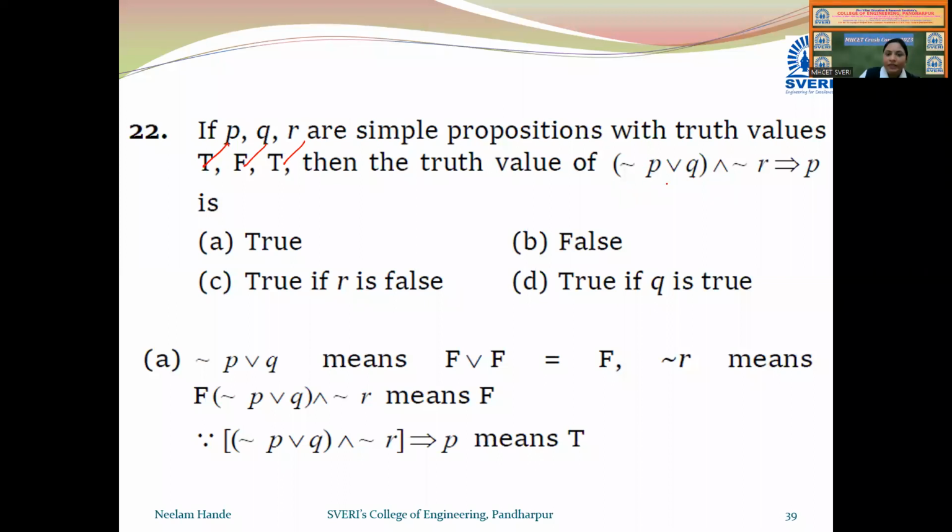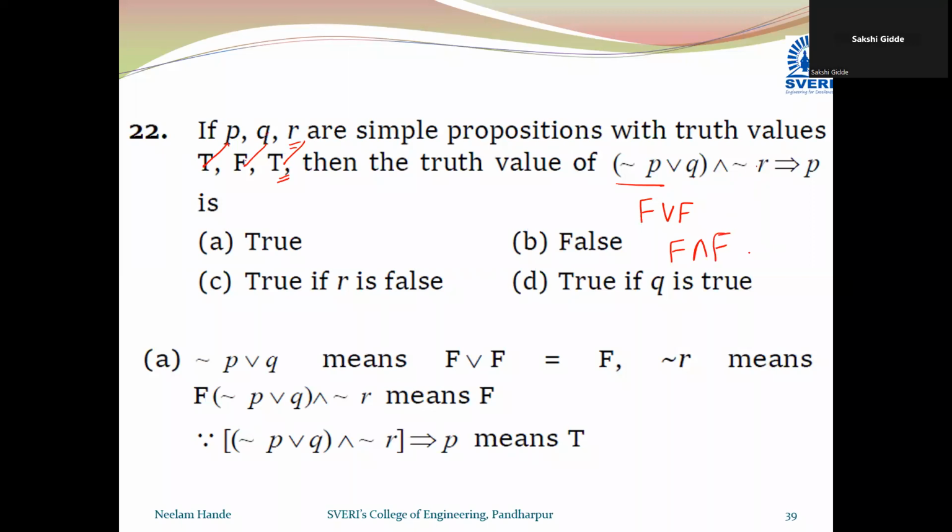Okay, listen. P is true, so what is negation P? False. Q is false. False or false is false. And negation R is false. F and F is F. False implies P. P is what? True. F implies true.